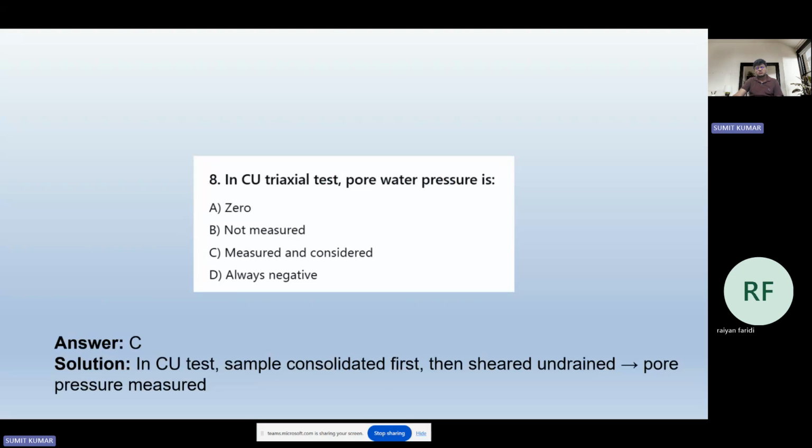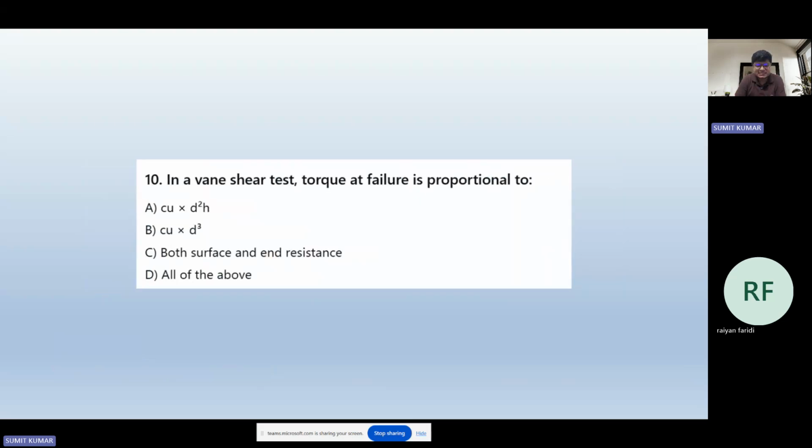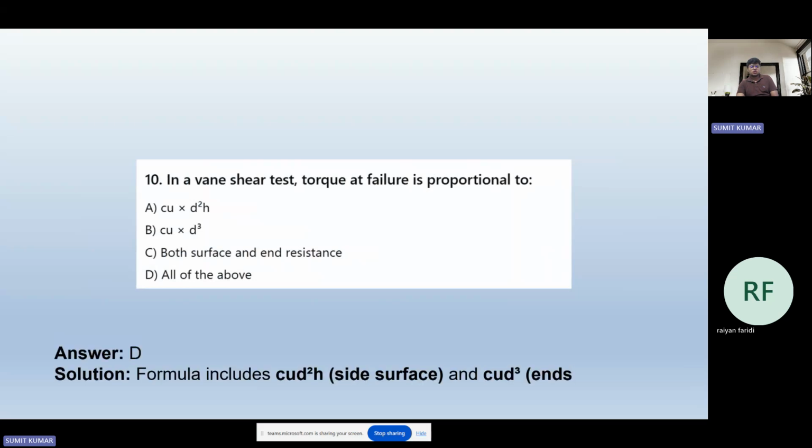In the CU test, the sample is consolidated first and then sheared undrained, and pore pressure is measured. The next question asked: for normally consolidated clay in the CD test, the effective cohesion C dash is usually high, negligible, negative, or infinite. Option B is the correct answer: it is negligible for normally consolidated clay. In a vane shear test, the torque at failure is proportional to T equal to pi D square into (H by 2 plus D by 6). So it is proportional to all of the above, that is, D as well as D square as well as H. Option D is the correct answer.